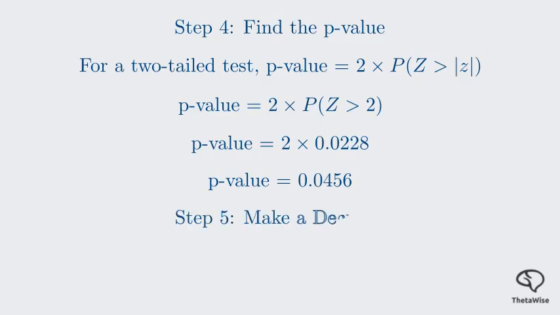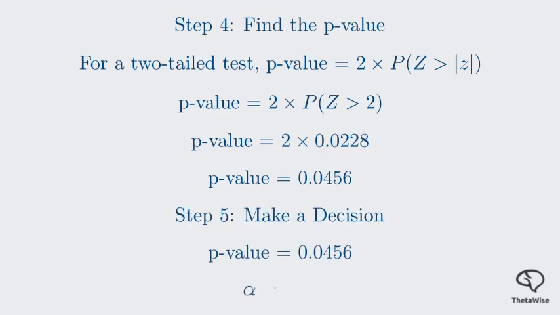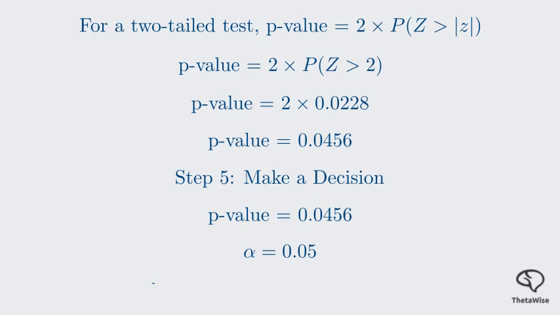Step 5. Make a decision. We compare our p-value of 0.0456 to our alpha of 0.05. Since 0.0456 is less than 0.05, we reject the null hypothesis.